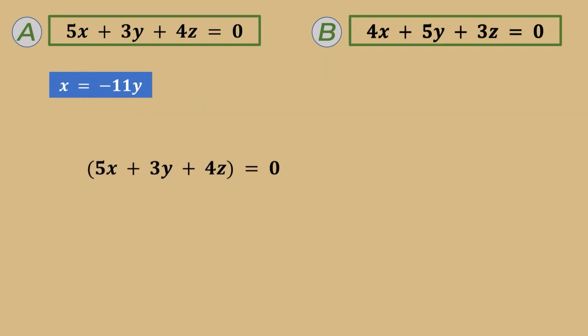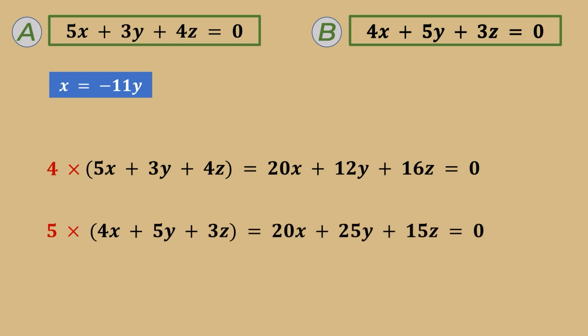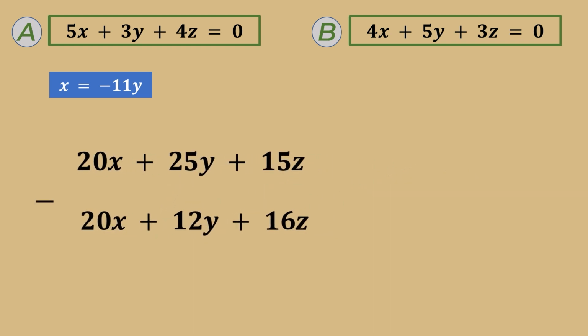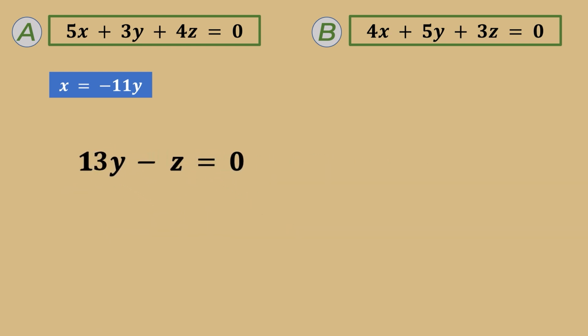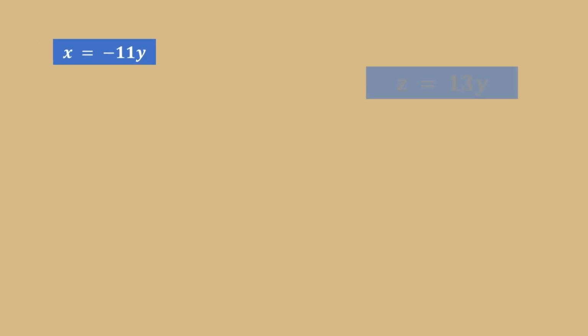Multiply equation A by 4. This gives 20x plus 12y plus 16z equals 0. Multiply equation B by 5. This gives 20x plus 25y plus 15z equals 0. Subtract the first result from the second. We obtain 13 times y minus z equals 0. So z equals 13 times y.